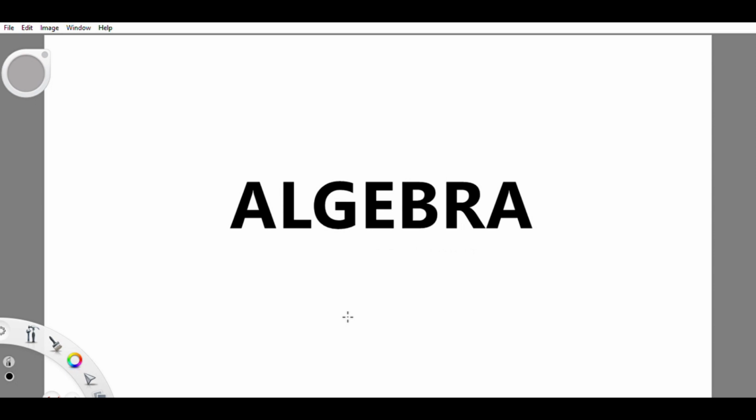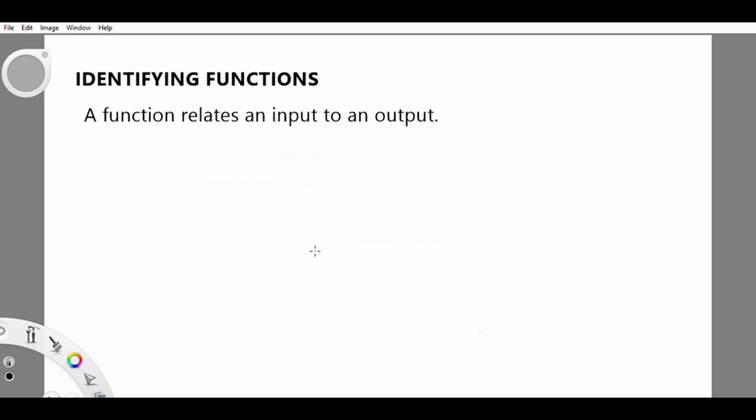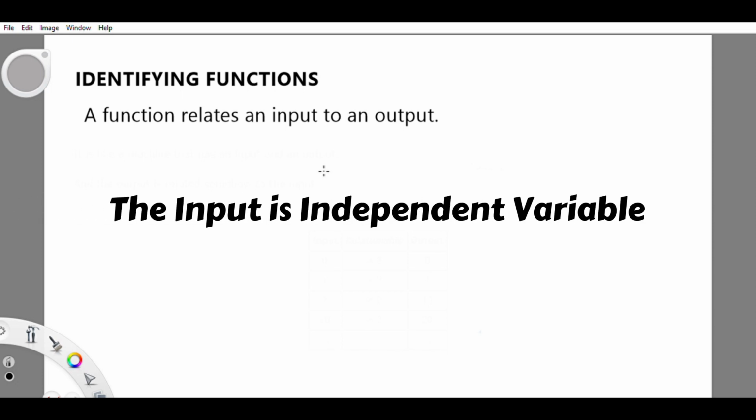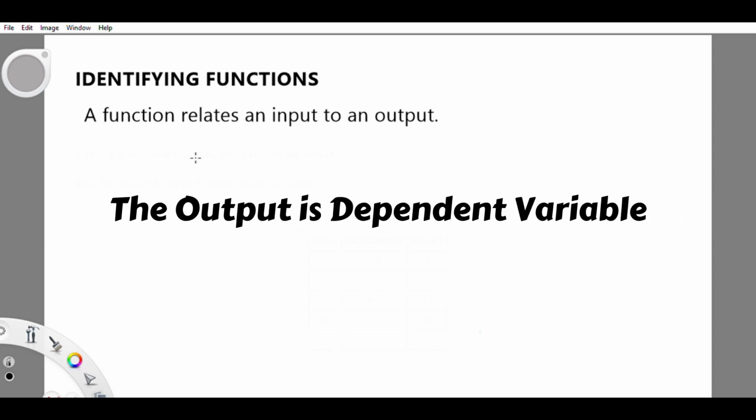In today's video, we shall be looking at algebra, and the topic for today is how to identify functions. A function relates an input to an output. In other words, we can say that the input is an independent variable while the output is dependent on the input. So the output is a dependent variable.